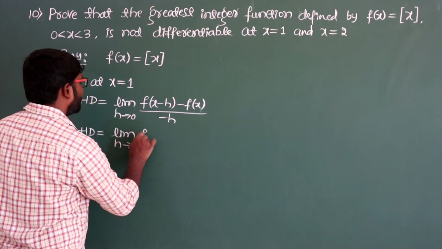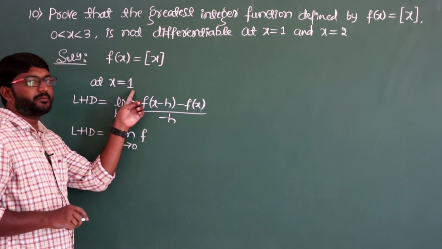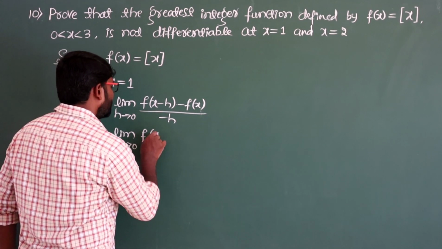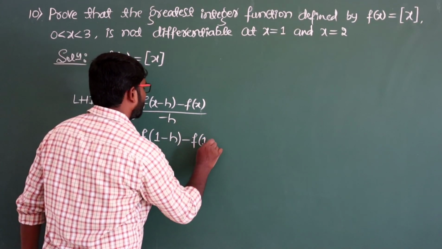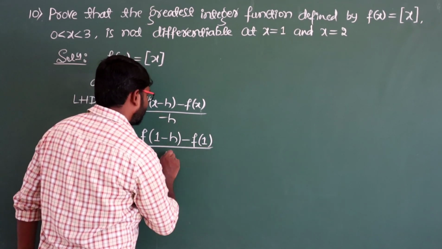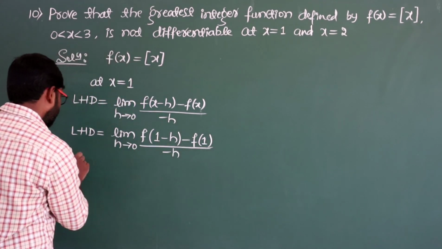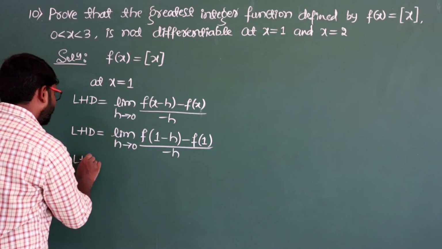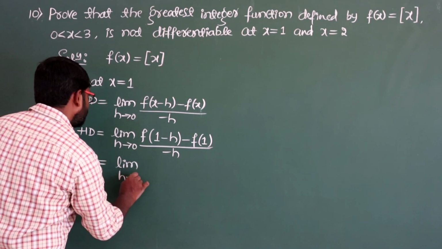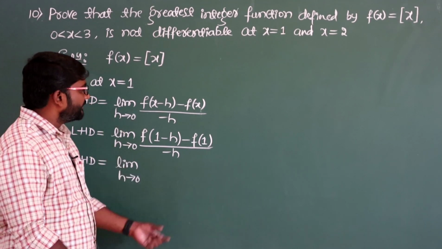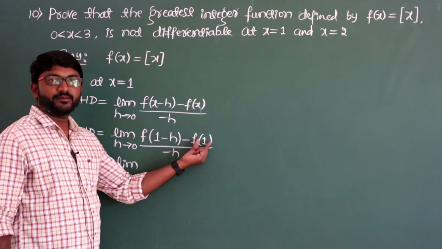So now f of what is x? x is going to be 1 now. So it is f of 1 minus h, and minus f of x, that will be f of 1, divided by minus h. Then the left hand derivative is equal to limit h tends to 0. Now we have to get the value of f of 1 minus h and f of 1.